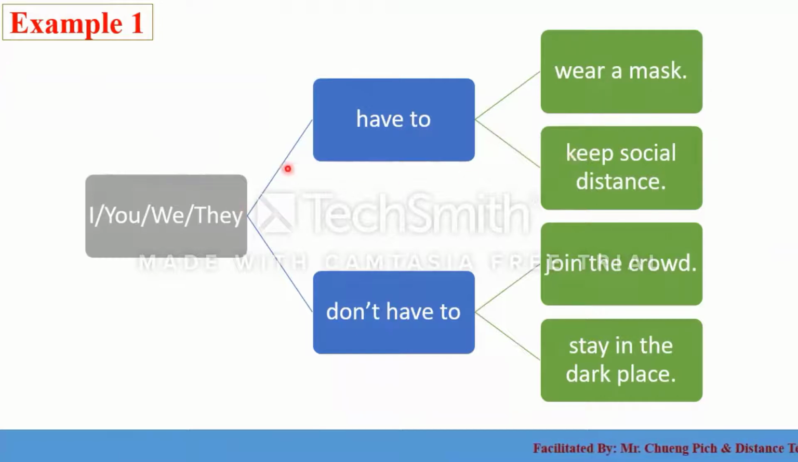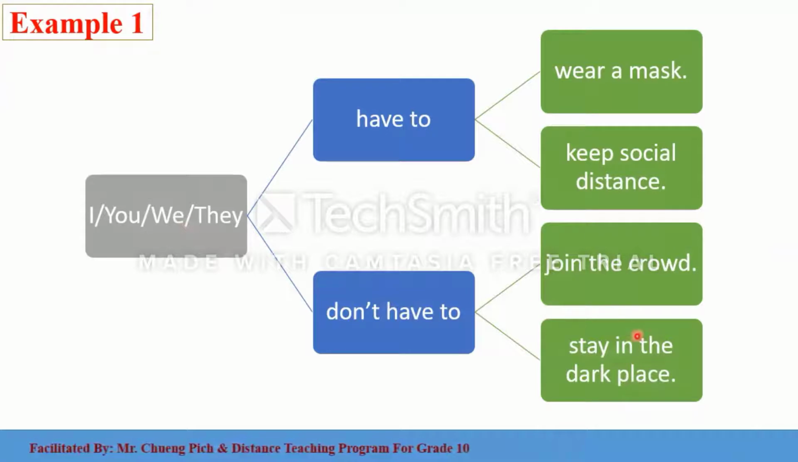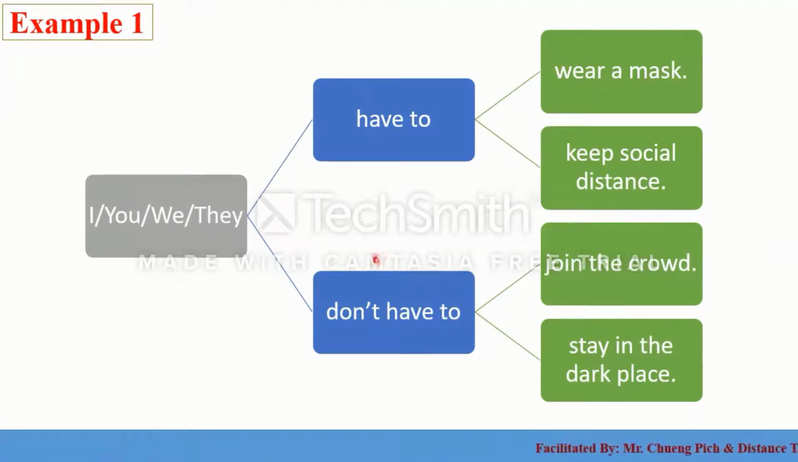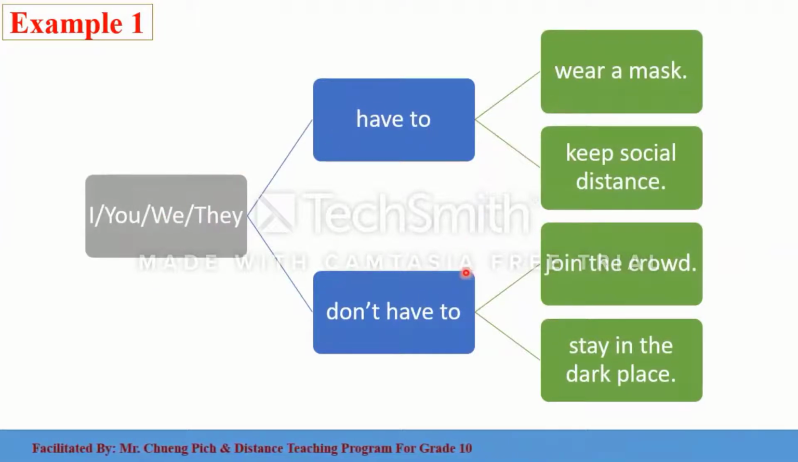Yeah. If we want to use the negative one, we can say you don't have to stay in the dark place, or I don't have to stay in the dark place. We don't have to stay in the dark place. Or they don't have to stay in the dark place. Or we have another one, we can say you don't have to join the crowd. Because it is COVID-19, we are not supposed to join the crowd. Or they don't have to join the crowd. So these are the examples of have to and don't have to.